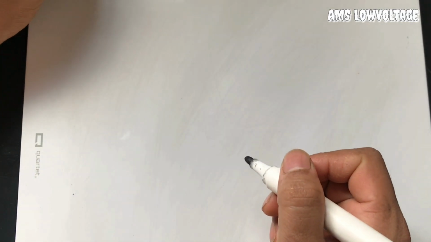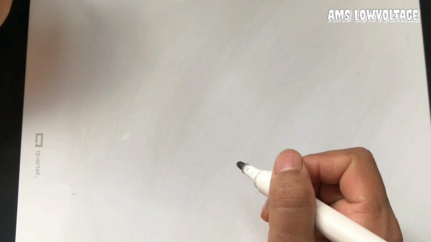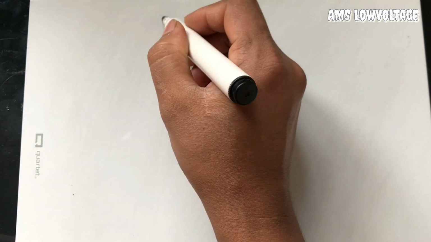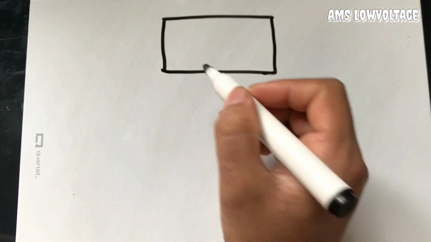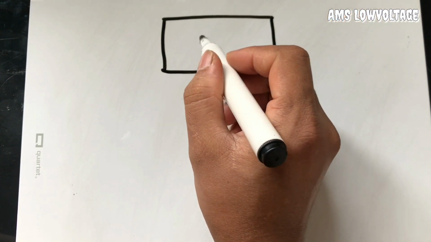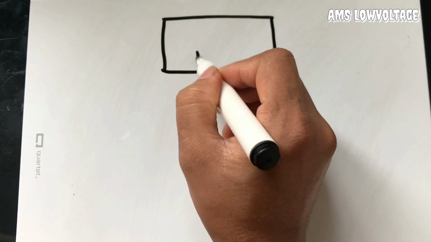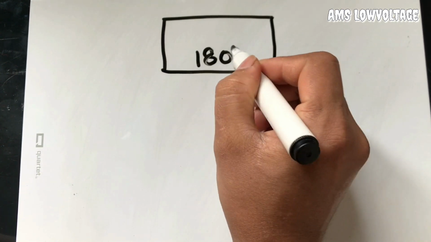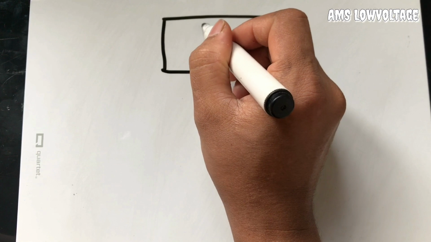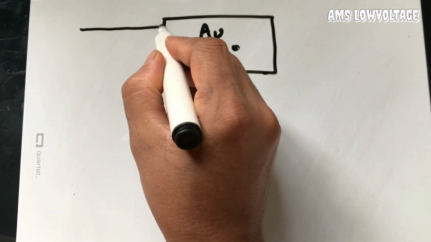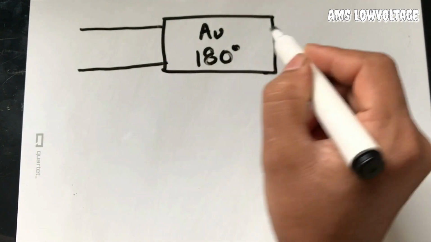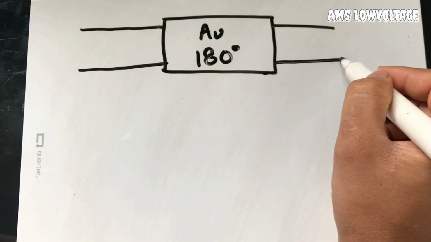I'm going to talk about phase shift oscillator. To make a phase shift oscillator, we need an amplifier with 180 degree phase shift. Suppose this is an amplifier with a phase shift of 180 degree and its gain say AV, and it has two input and these two lines for output.